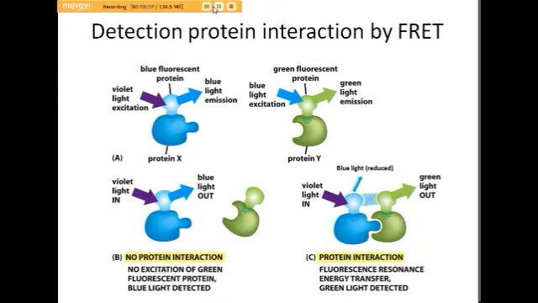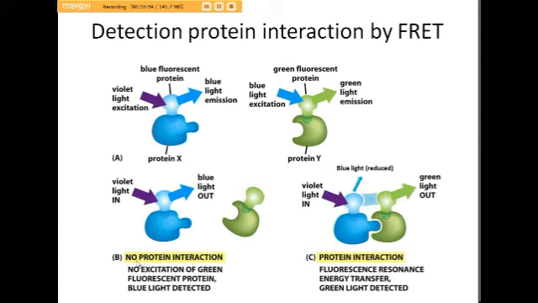Here is a further example to show using FRET to detect protein interaction. This is protein X. Protein X is fused to blue fluorescent protein, BFP. And this is protein Y. Protein Y is fused to green fluorescent protein.